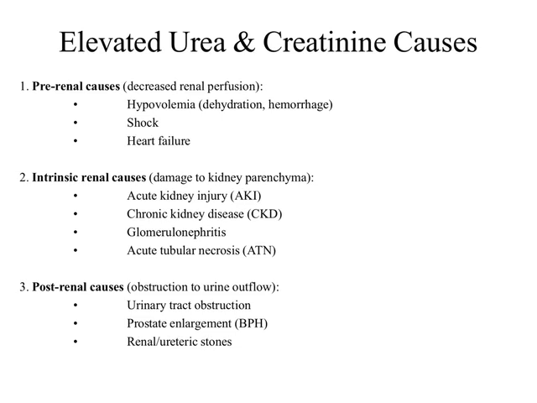The causes of elevated urea and creatinine are divided into three major categories. Prerenal causes are hypovolemia, shock, and heart failure. Intrinsic renal causes are AKI, CKD, glomerulonephritis, and acute tubular necrosis. Postrenal causes occur due to obstruction: urinary tract obstruction, prostate enlargement, and renal or ureteric stones.